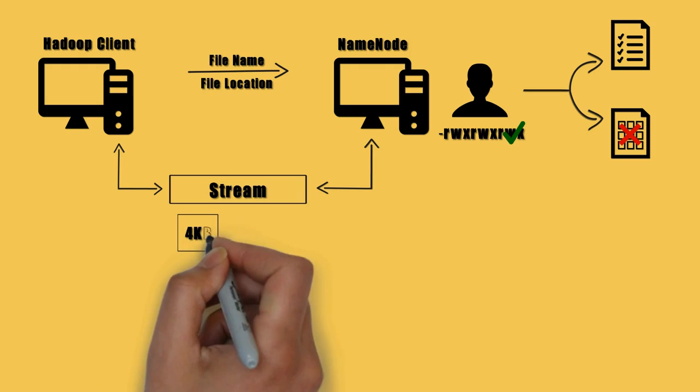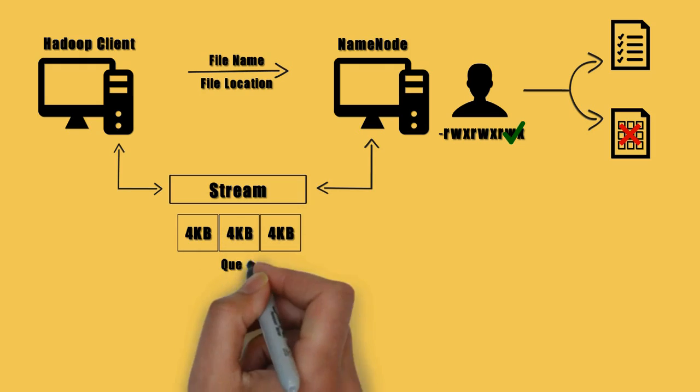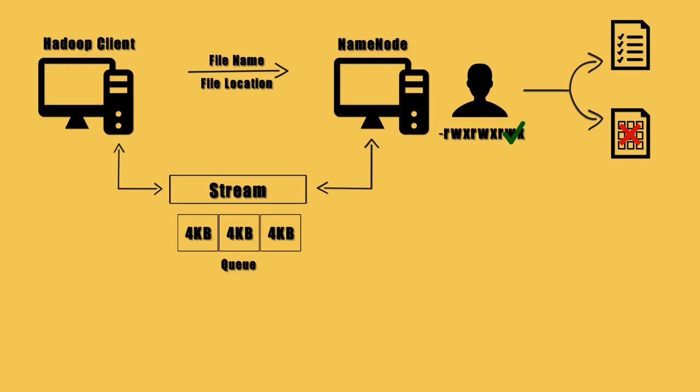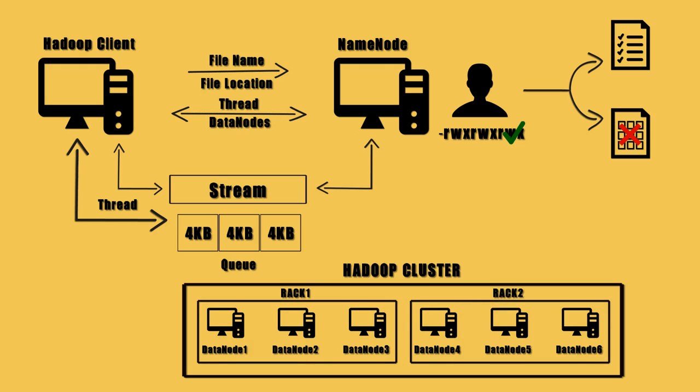As the client writes data to this stream, the data is split into packets of 4 kilobytes and stored on a separate queue in the memory. Now at the client end, a separate thread is responsible for writing data from the queue onto the HDFS. This thread would contact the name node requesting the list of all the data nodes on which it can store the copy of this file.